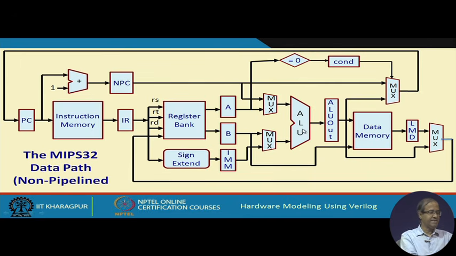And in the EX stage, I said you also have a comparator which checks whether A equal to 0 or not, and the result you store in a 1-bit register cond. In the MEM stage, you actually do either a read or a write. The memory address is obtained from ALU out, and in case you want to do a write, the data is in B, B is written here, and in case you do a read, the data read will go to LMD.